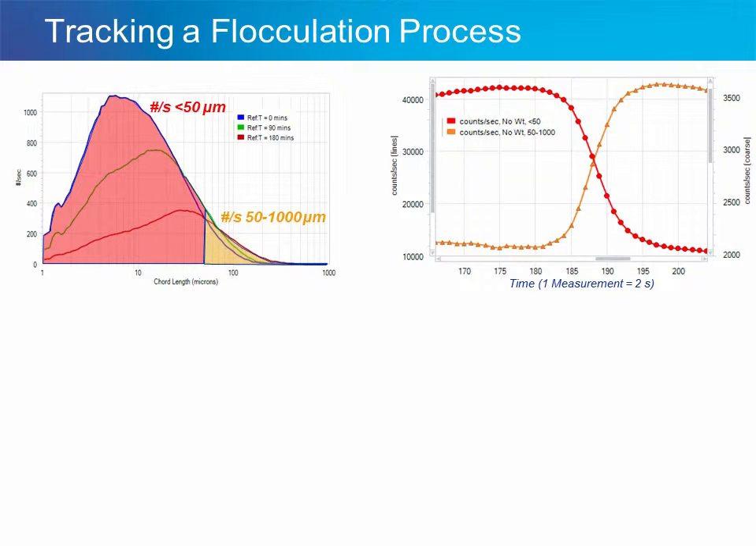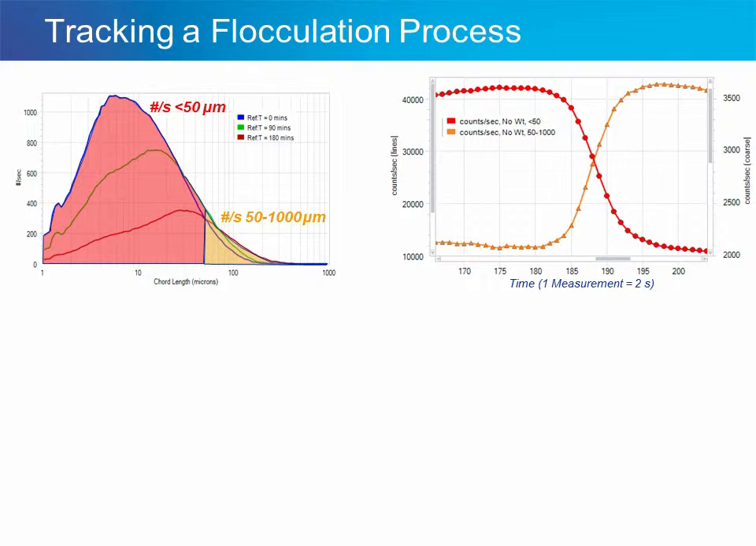So if the chord length distribution itself is a fingerprint or an indication of the particle size and count at a specific point in time, these statistics, which are trended over time, really give us an indication of what's happening throughout the whole process.